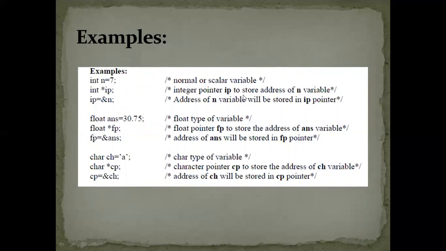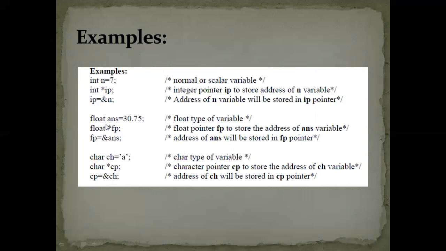As I told you, pointer is a variable which stores the address of another variable. Okay, so in the next line we have ip = &n. What does it mean? ip = &n means the address of n variable will be stored in ip pointer. Here ip is nothing but a pointer. Don't get confused, *ip, this is a pointer. ip holds the address of what? n variable. Understood? So this is with respect to integer.